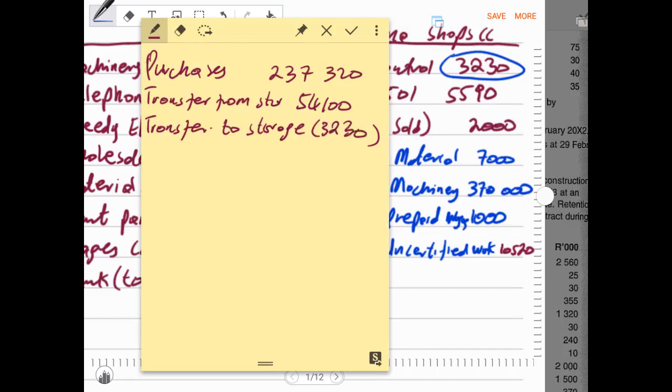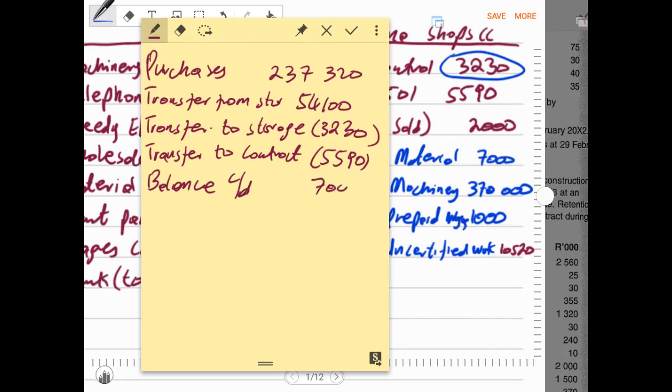3,230. Then we also had material that was transferred to another contract. Transfer to contract, and that amounted to 5,590. Then there was a balance at the end of the period. Balance carried down or closing balance, and that balance amounted to 7,000.